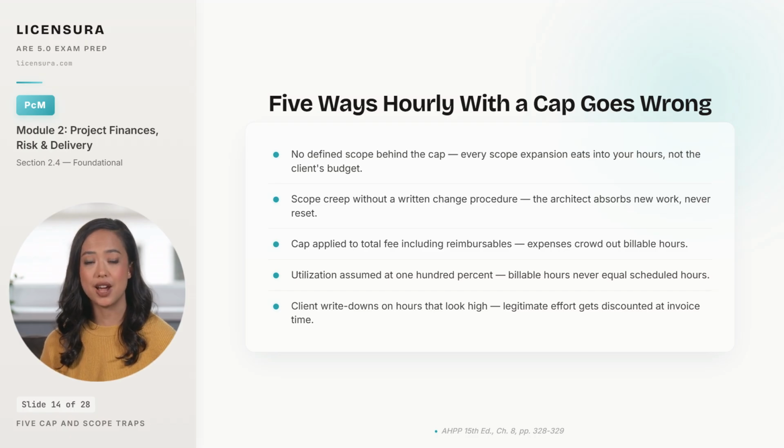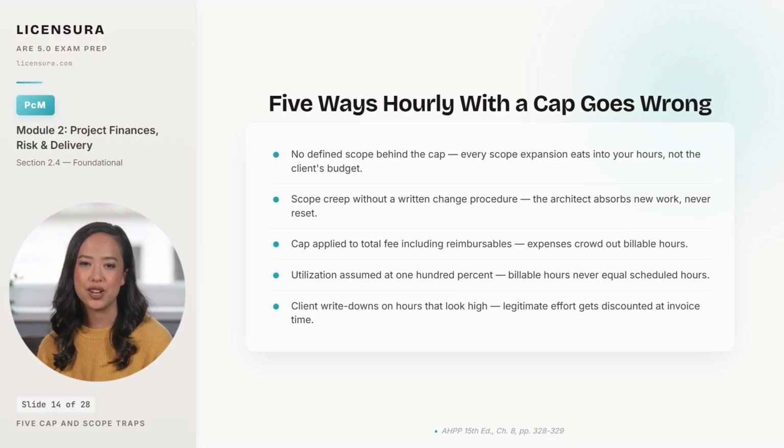Fifth, client write-downs discount legitimate effort at invoice time unless detailed task descriptions and a regular invoicing cadence make every line defensible. The remedy is the same in every case. Write the scope, the change procedure, and the reimbursable treatment into the agreement before work begins, or you will be the one explaining to your insurer why a fee dispute turned into a claim.